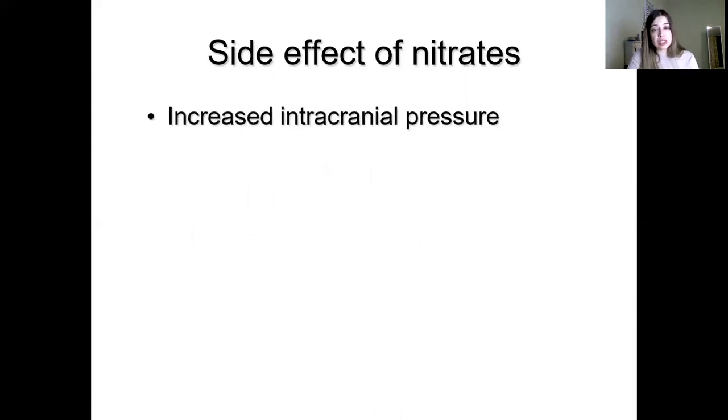So we have already discussed some side effects of nitrates, and also there can be increased intracranial pressure. Why? Because dilating the blood vessels in the brain makes the pressure on the brain itself, okay, which feels quite, how to say it, painful, okay, painful. So that's why patient can have a headache.